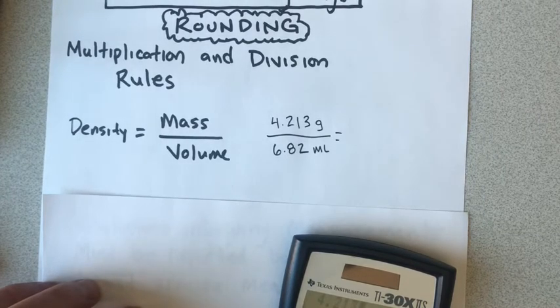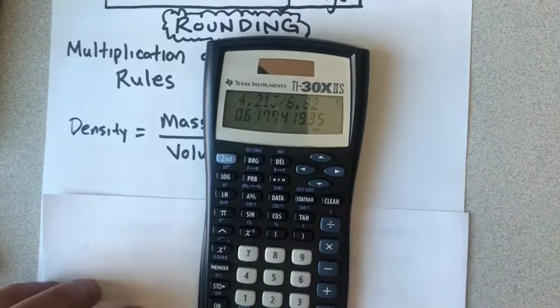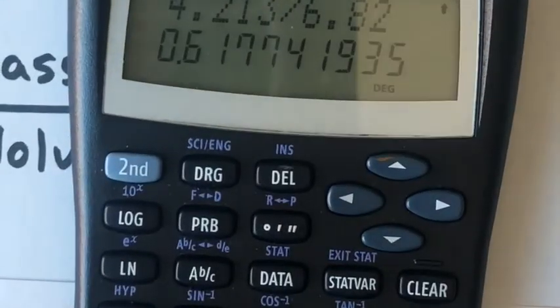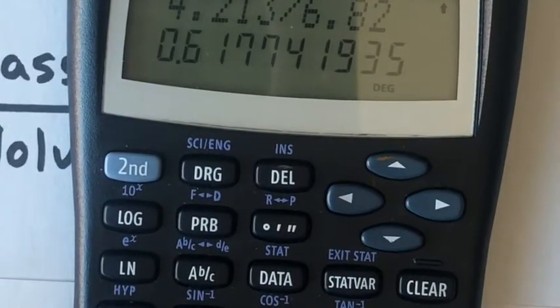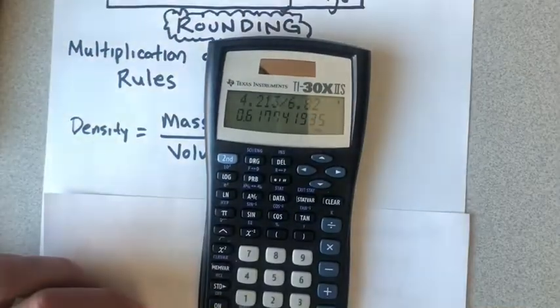4.213 divided by 6.82. Okay, so this is what you get on your calculator. I'll zoom in on that. So the question is always, what do you want us to round our answer to? Because that's the question that really matters here in chemistry.